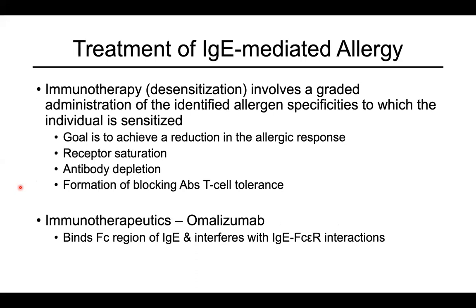Immunotherapy majorly involves either desensitization or blocking some of the mediators. So desensitization would be where you're trying to induce tolerance. So it involves graded administration of the identified allergen in small quantities until the patient becomes tolerant. So remember the factors that influence tolerance, go back and revise that, okay? So the goal is to achieve a reduction in the allergic response, either saturate your receptors until there's no more response, or deplete your antibodies, or form blocking antibodies.